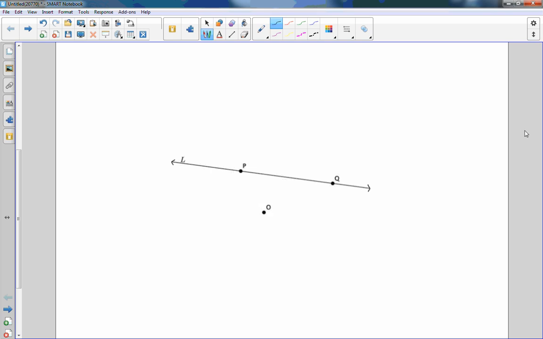The 2 points P and Q are going to be on L. This is going to be the center of, let's say, a circle if we were to draw it. Then we're going to draw rays from the center O through each point P and Q. So the first thing I need to do is get my ruler, and we will do that.